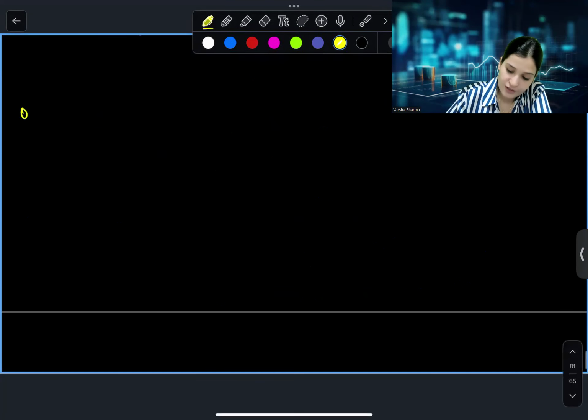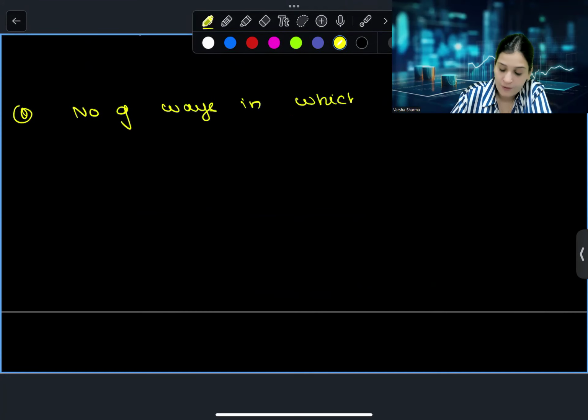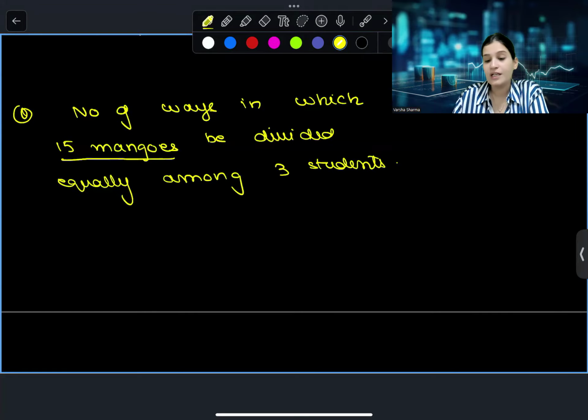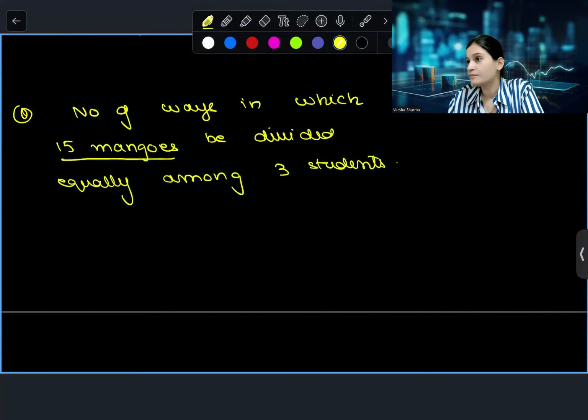Then question. First is number of ways in which 15 mangoes can be divided equally among 3 students. So first, 15 mangoes. They are all identical to each other. It's a fruit, right? If there would have been people, then it would have mattered. The next question will do that.